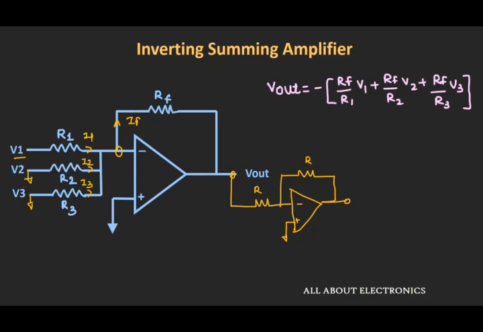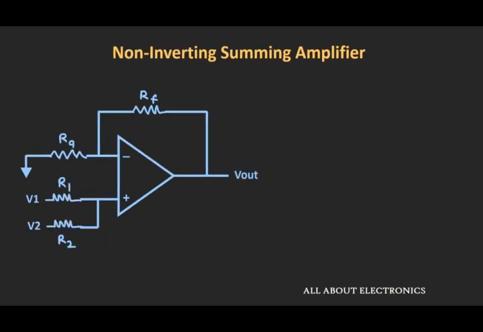Now let us see what happens when we apply multiple input voltages at the non-inverting input terminal. In this non-inverting summing amplifier, we have applied two input voltages at this non-inverting end, and we will find the output voltage in terms of the input voltages V1 and V2. We know that in the case of this non-inverting configuration, the output voltage is equal to 1 plus RF divided by RA times the voltage at this node. Let us say that is V plus.